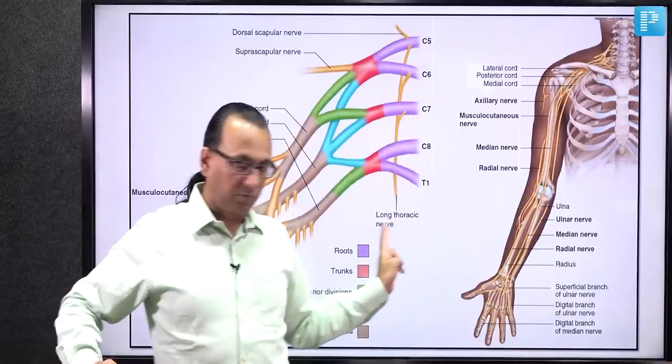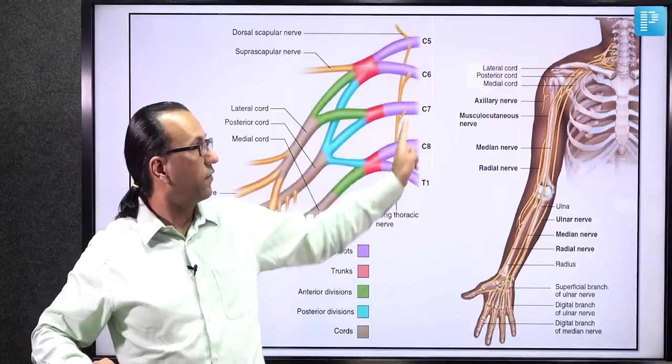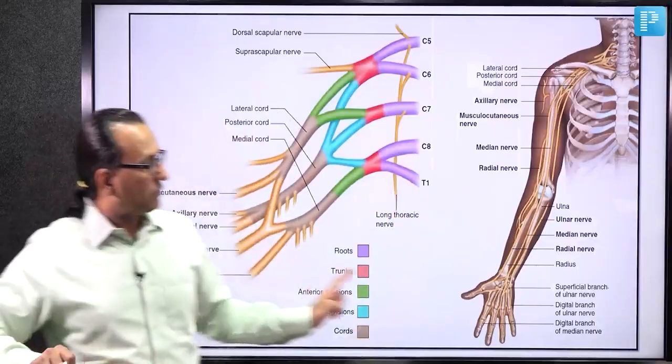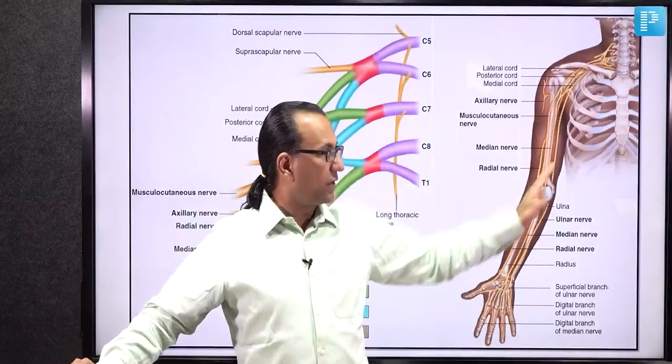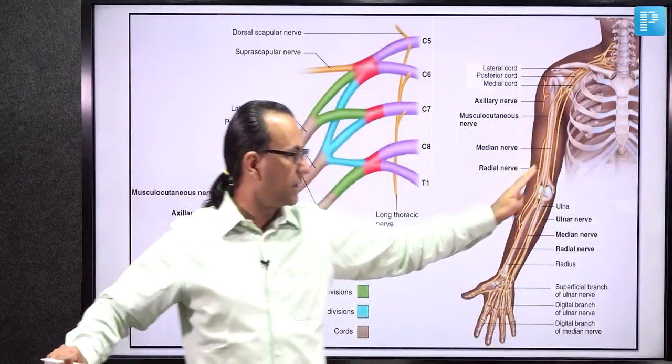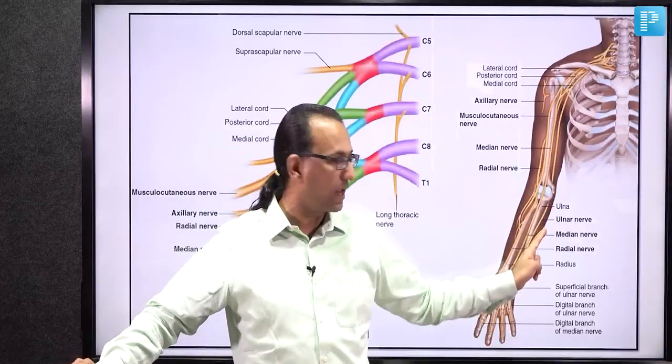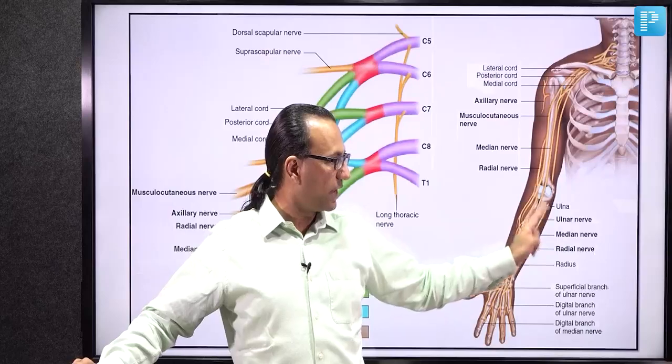Whereas the long thoracic nerve to serratus anterior is coming directly from the roots of C5, C6, C7 in the neck region itself. The musculocutaneous nerve is the nerve of the arm, supplying some muscles there. The radial nerve is going towards the radius bone, and the ulnar nerve runs towards the ulna, and the median nerve is running in the midline.